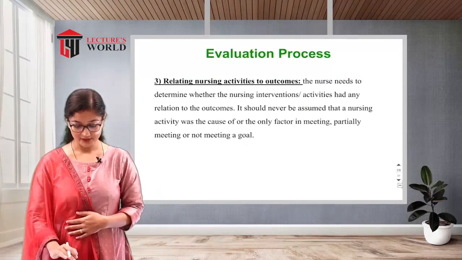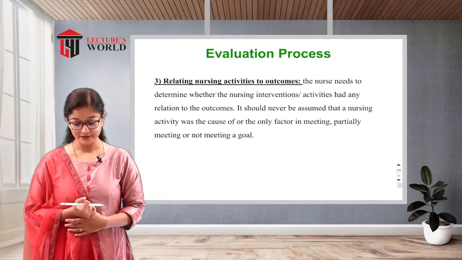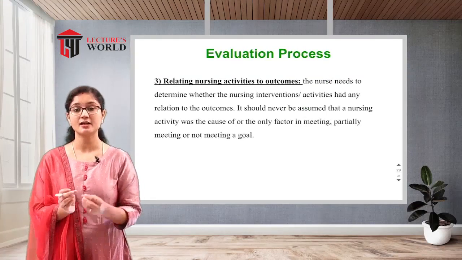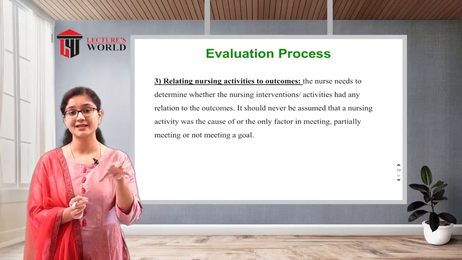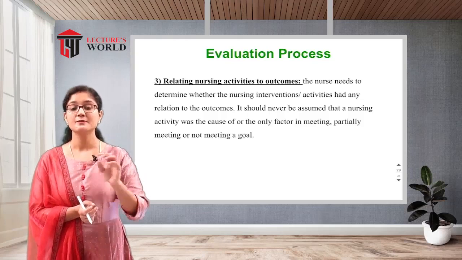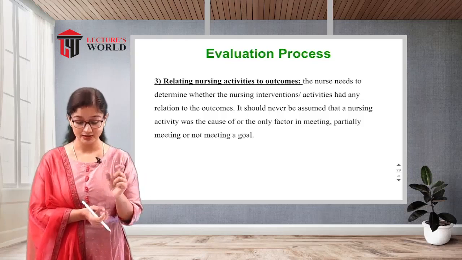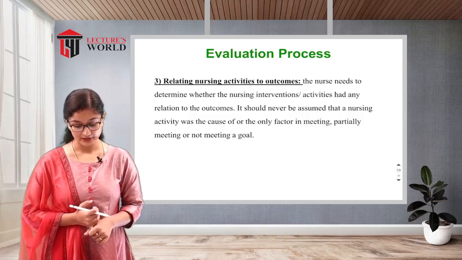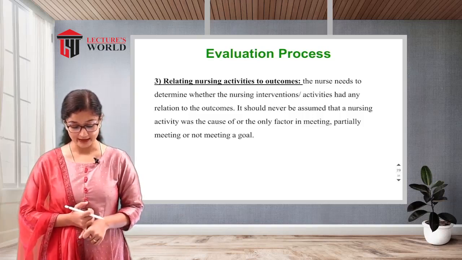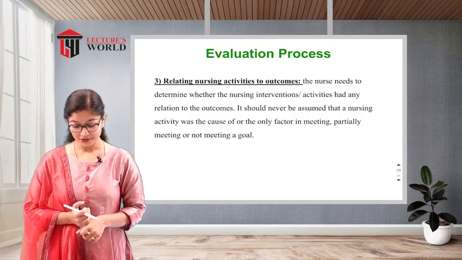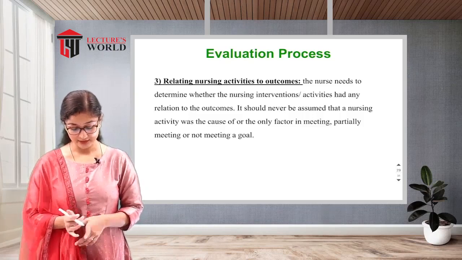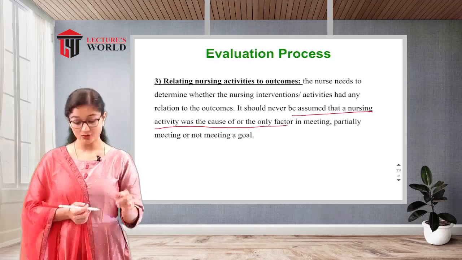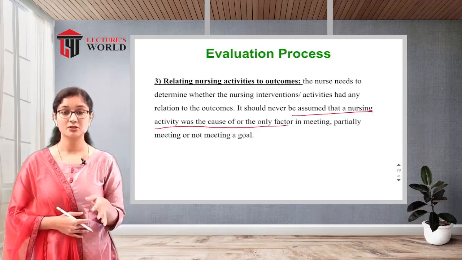Next in the process is relating nursing activities to outcome. We have seen just now how we are going to write our evaluation. First was collecting data, then how we are going to formulate the evaluation. Next is relating nursing activities to outcome. The nurse needs to determine whether the nursing intervention had any relation to the outcome. It should never be assumed, and this is very important, that the nursing activity was the cause or the only factor in partially meeting or not meeting a goal.